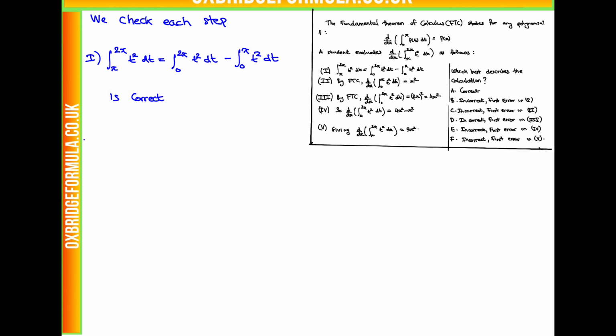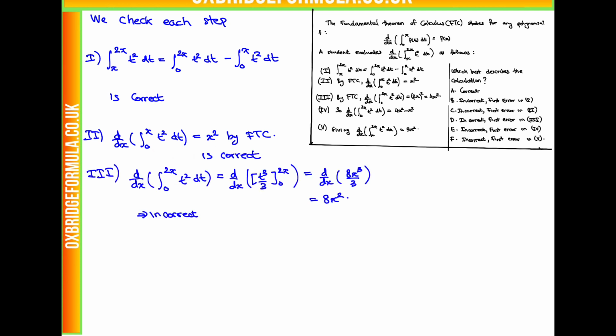Next, the second step is saying that this line follows by the fundamental theorem of calculus. If we look at what the fundamental theorem of calculus says, this line is the same as that line with f of t replaced by t squared. So this line should just equal f of x, which is just x squared. So this is correct.